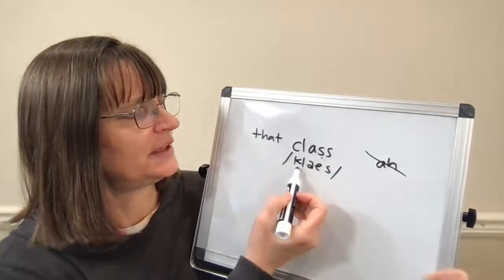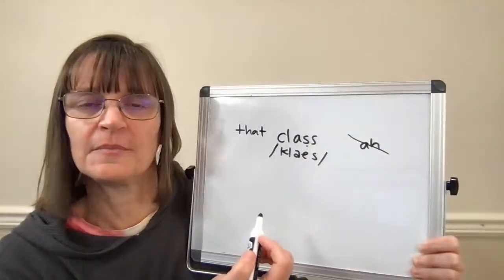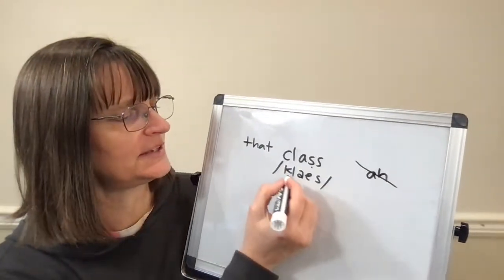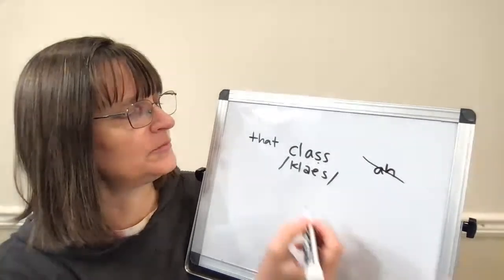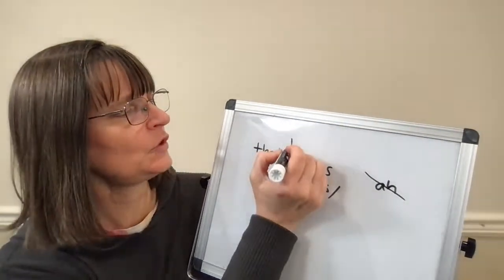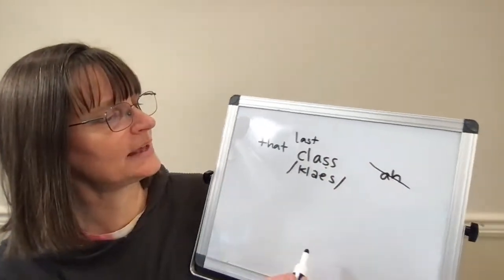And also watch out that you go directly from the K to the L, "class," rather than "cuh-lass." You don't really want any sound in between those two. You can also build from the L, "last class," or you can pair it with a word like "last class."